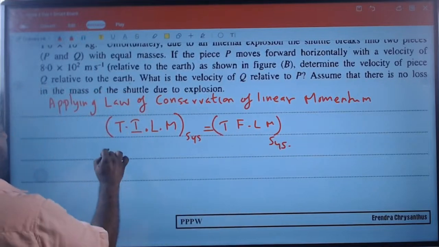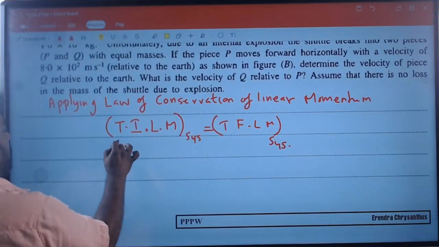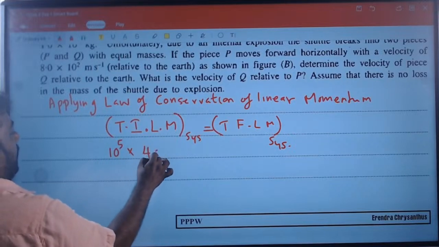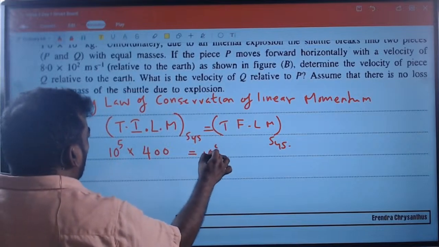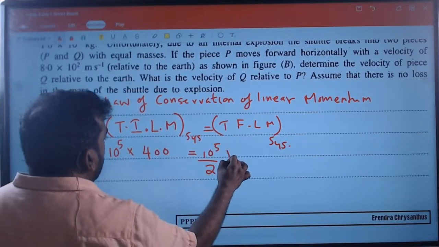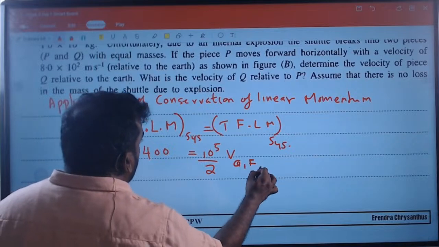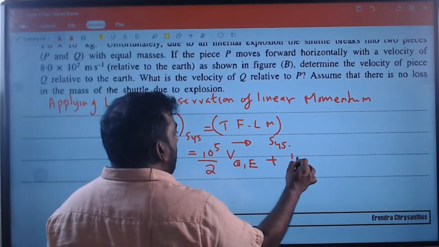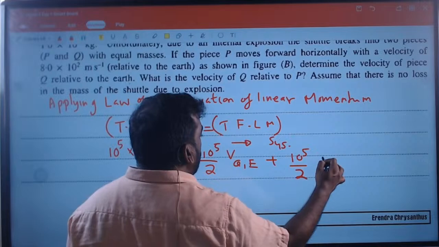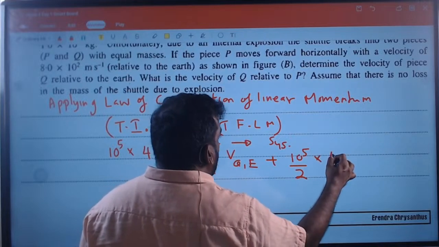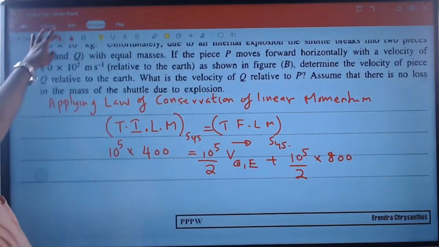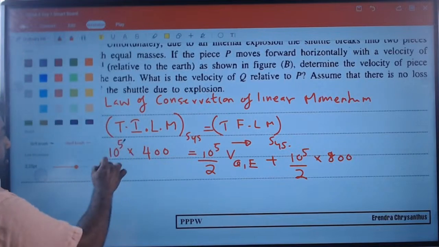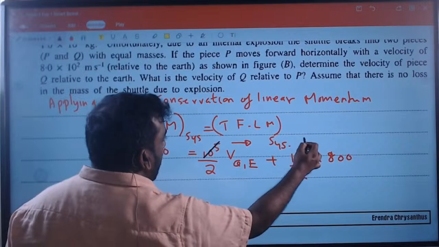Initial linear momentum, how much? 10 to the power 5, travels at 400. After the explosion, 10 to the power 5 divided by 2 times the velocity of Q with respect to Earth, plus 10 to the power 5 divided by 2 times the velocity of P with respect to Earth, 800. What can you say about the masses here? 10 to the power 5 cancels out.